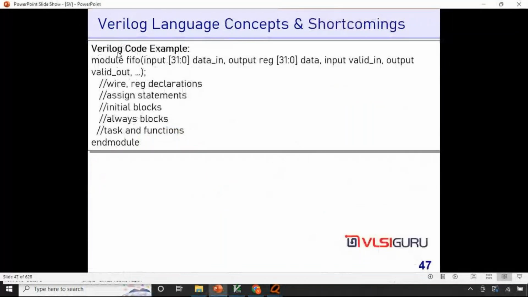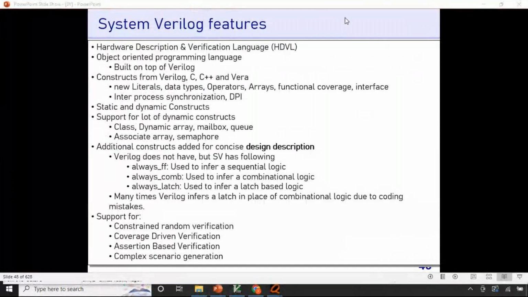This is how a sample Verilog code looks like. So I don't need to explain this also, right? You can have wire range declarations, assigns, initial block, always, task and functions. Let's take a look at this and probably wind up the session for today.